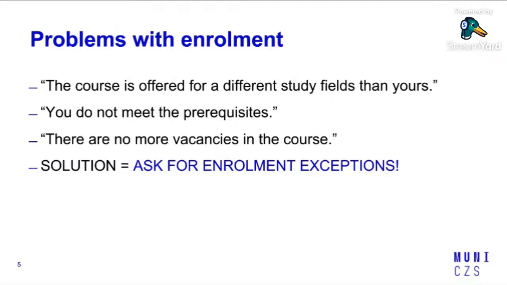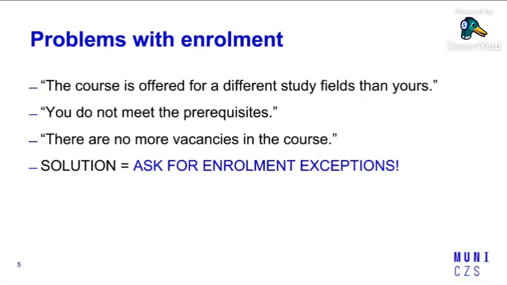And the last one, there are no more vacancies in the course. This is the most problematic issue. The capacity is, for example, 20 students, and if more than 20 people enrolled in the course, you will see the note that there are no more vacancies left. Even if this happens, I definitely recommend you to apply for exception. Sometimes teachers accept more students or some students unenroll from the course in the last minute.